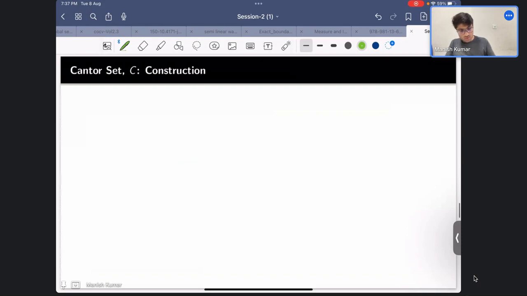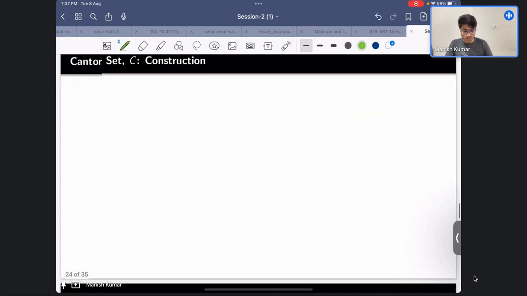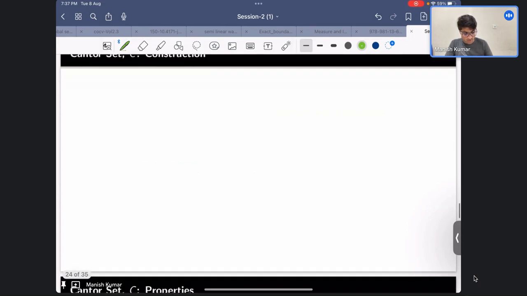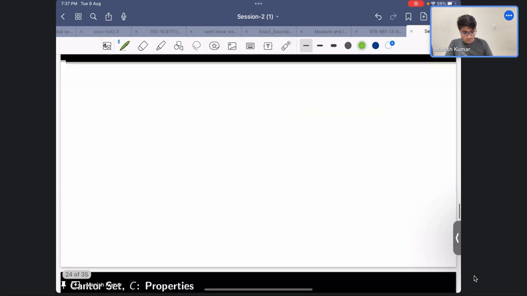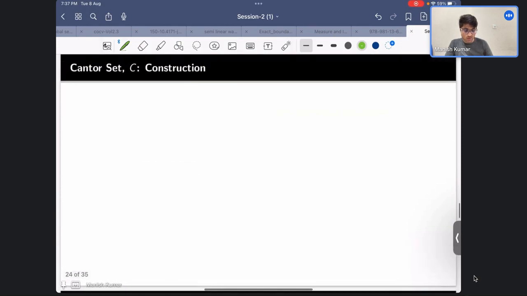Okay, since we are not left with much time, do you know the construction of the Cantor set? Or should I explain it again? What do you want? Do you want to know the properties? I was planning to tell you the construction and then the properties of the Cantor set. If you have understood it very well, then I will not. If not, then I'll explain.